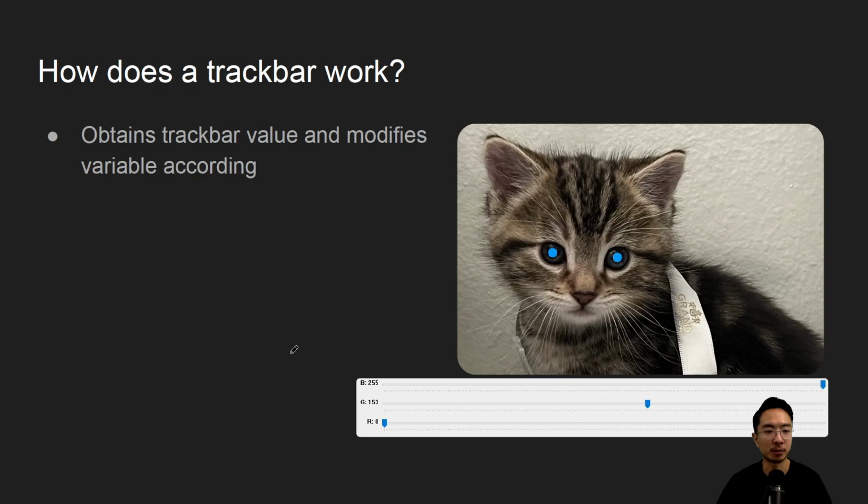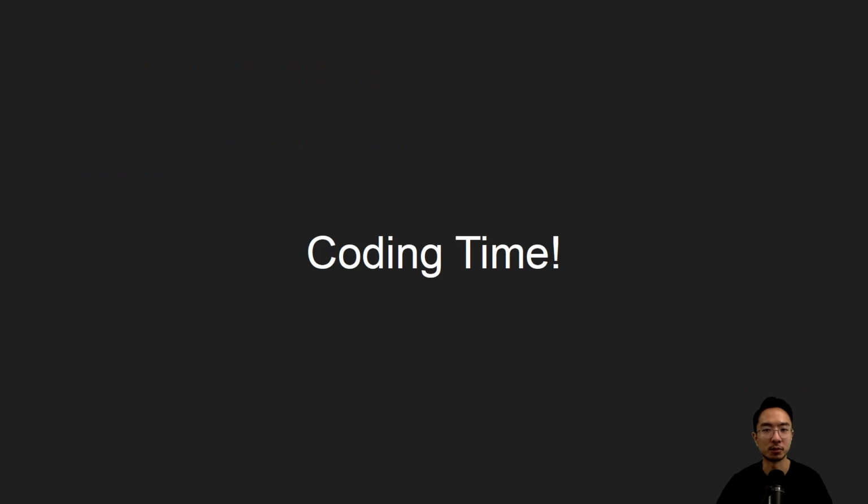Okay, so how does a trackbar work? The way it works is there's going to be a function, and then there's going to be a variable that's associated with it. It's going to read the values that the user is setting, and then pass them back into the variables. It'll make more sense when we actually make a program to see how that works. So let's jump right into the coding.